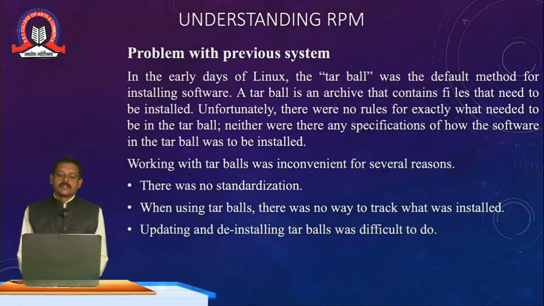So before we start to understand what is meant by RPM, let's see that there are a few problems with the previous system while installing software. As you can see, in earlier days in Linux we used tarballs to install software, and it was the default method to install software in Linux. Tarballs are basically archives which contain files that need to be installed, or we can copy those files into the system.